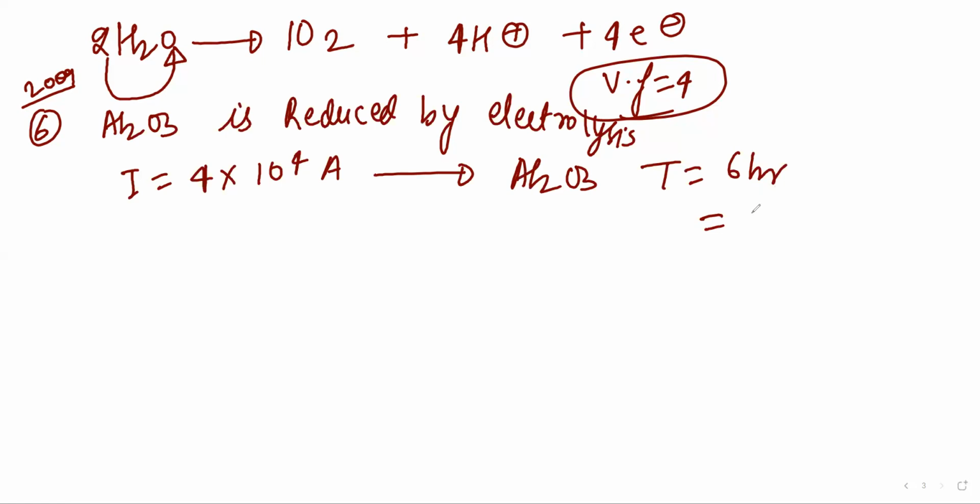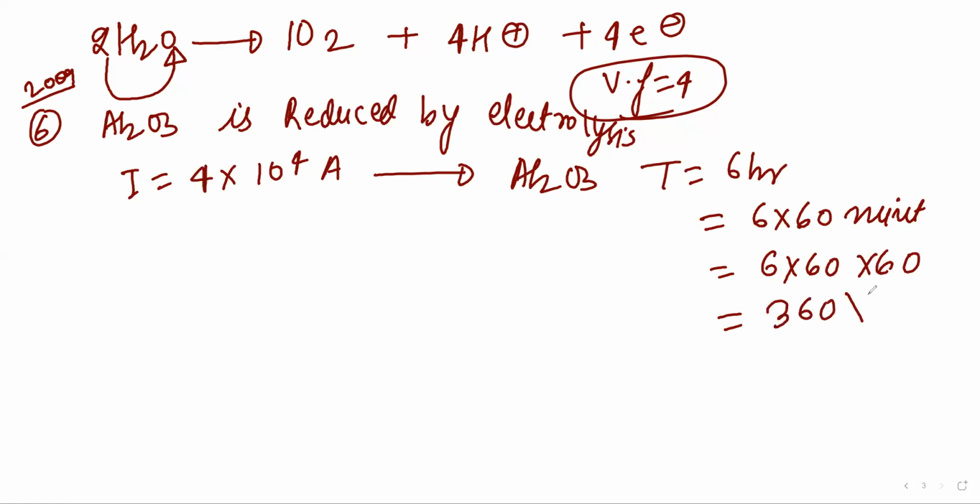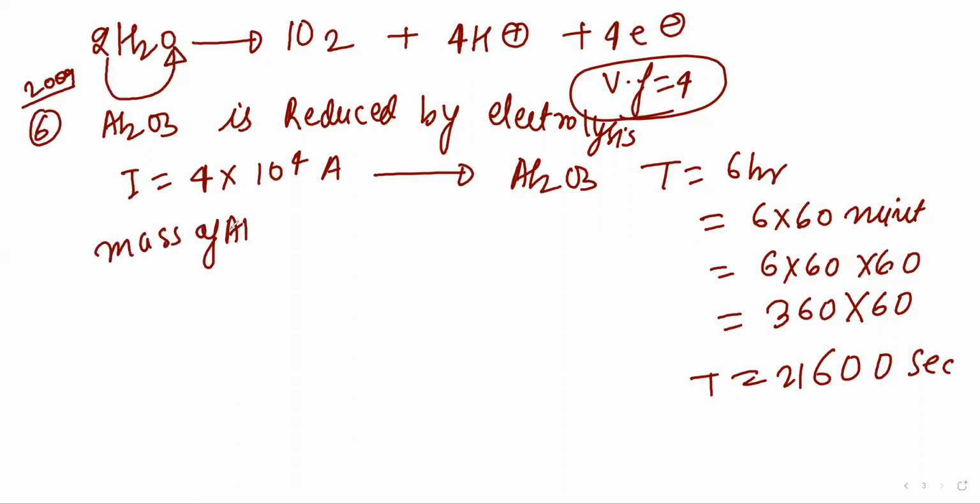So convert into seconds. 6 into 60 for minutes, then into 60 again, that is 6 into 60 into 60, so it will be 21,600 seconds. So what mass of aluminum is produced? We have to find the mass of aluminum. Atomic number is 13, atomic mass is 27. This one you have to find.